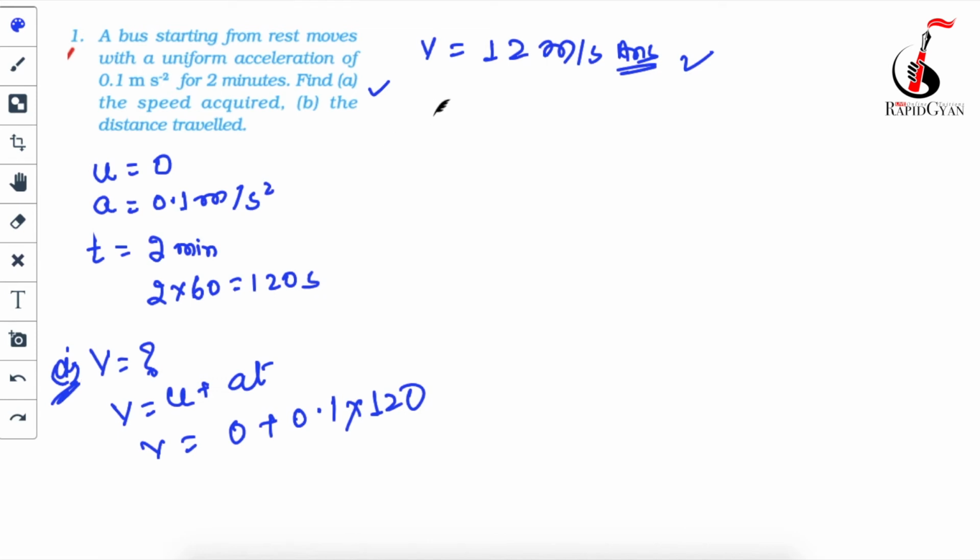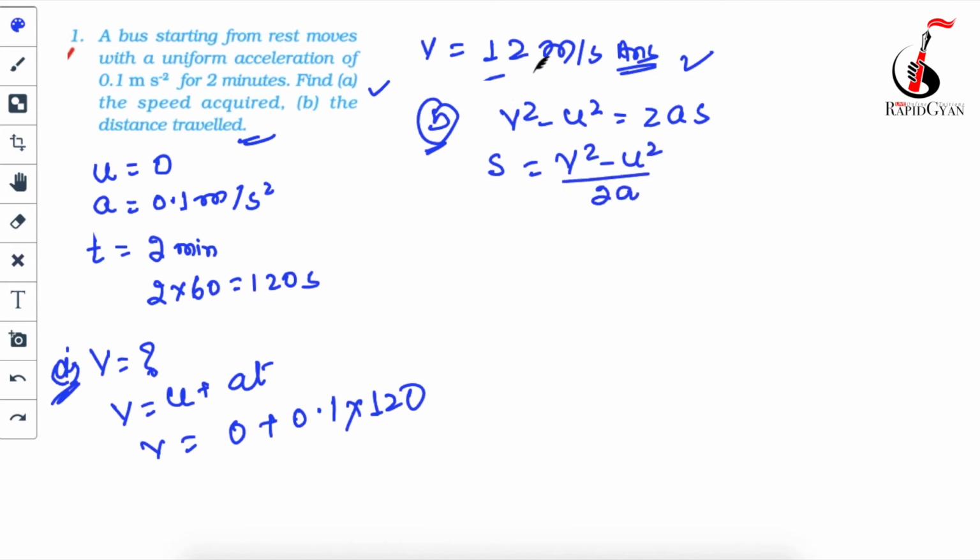Now what is the B part saying? In the B part you will have to find the distance traveled. Distance traveled means you will have to find the value of s. So use this formula. We know that v square minus u square equals 2as. So s will be equal to v square minus u square upon 2a. v is 12, so 12 square, minus u is 0, which is 0 square, divided by 2 times a. So 2 times a is equal to 0.1.